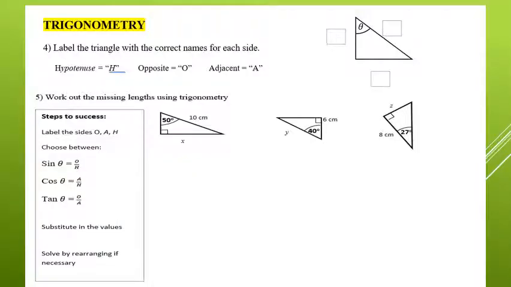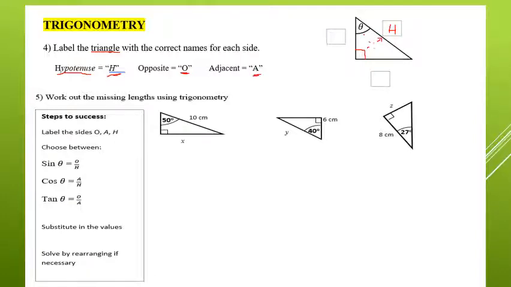Right, our next section is how to remind ourselves of trigonometric problems. The first thing we should do is label the triangle with the correct names for each side. The hypotenuse is H, and that's opposite the right angle. O is opposite the angle that's marked in the question, and A is the third side that's adjacent to the angle. So the first thing we do is identify where the right angle is. Opposite it, across to here, is the hypotenuse, so that's where I put H.